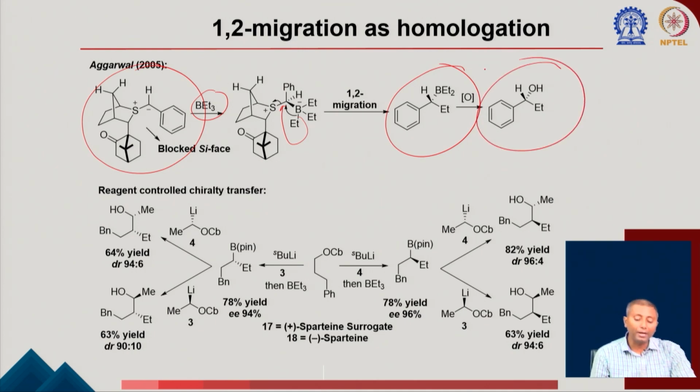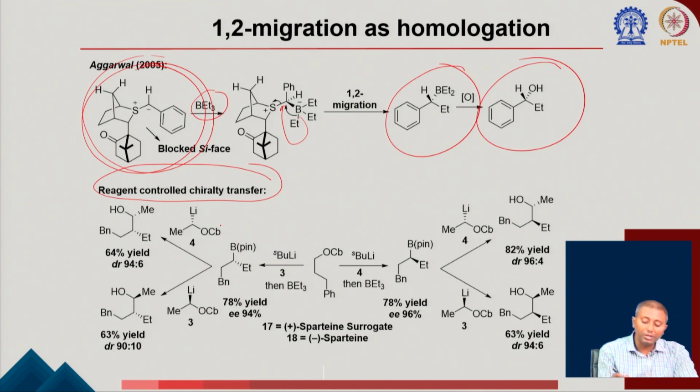And their group also found out, so this is mostly substrate control. You are bringing in the minus, which is chiral, which is adding to the trialkyl boron, and there is something called reagent control. That means you now start with the chiral boron compounds. So you either start with the chiral boron compounds or you start with the achiral boron compounds. You have 2 options here.